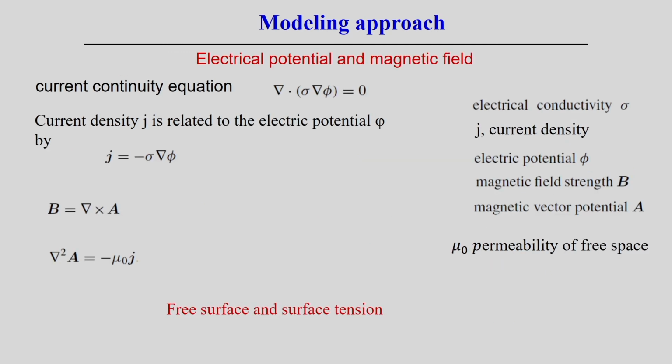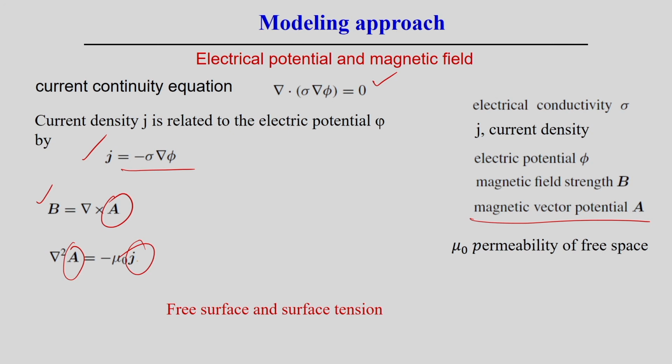Now, we can also estimate the electrical potential and magnetic field, because in that case the current continuity equation has to be solved. The current density is related to the electric potential, so there is a relation between these two. B is the magnetic field strength, associated with the magnetic potential vector. A is the magnetic potential vector, which is associated with the current density, and mu 0 is the magnetic permeability of free space.